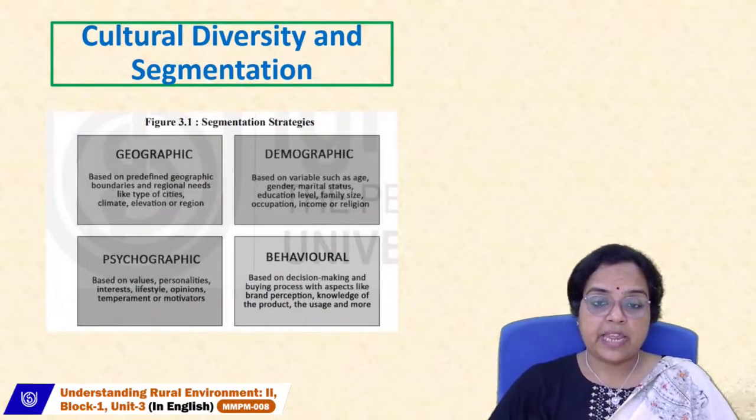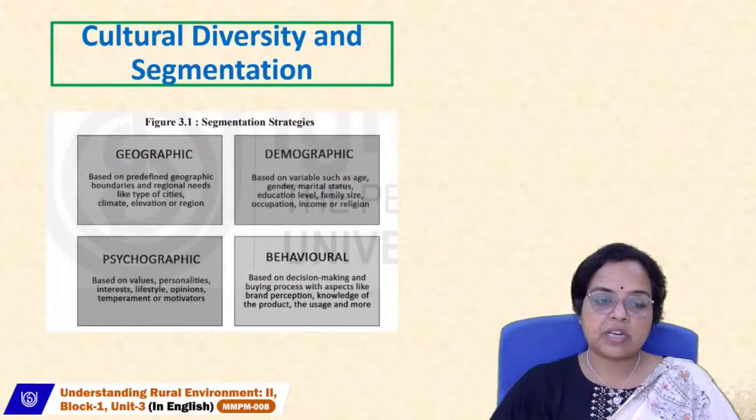Based on variables such as age of the consumer, gender, marital status, education level, family size, occupation, and income, you have to segregate the entire rural market for your marketing activities. Likewise, behavioral segmentation is based on the decision making and buying process, which aspects like brand perception they are tracking, and in what way they are taking the decision. You have to take note of this. Psychographic segmentation is based on values, personalities, lifestyle, and other opinions.